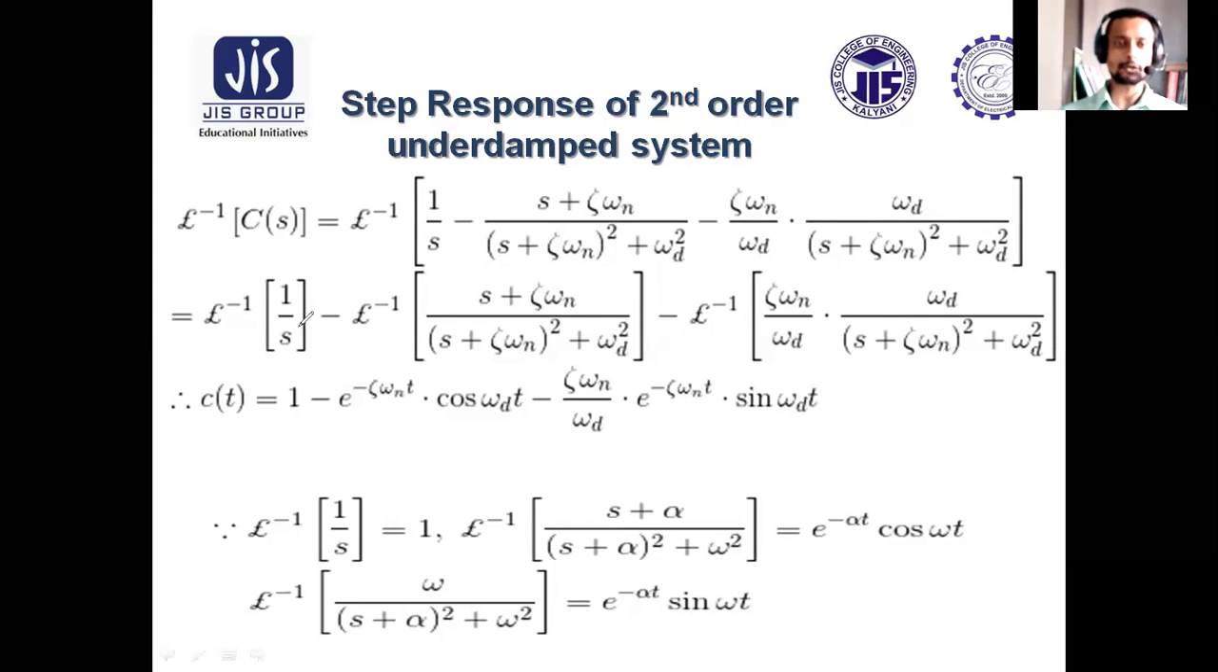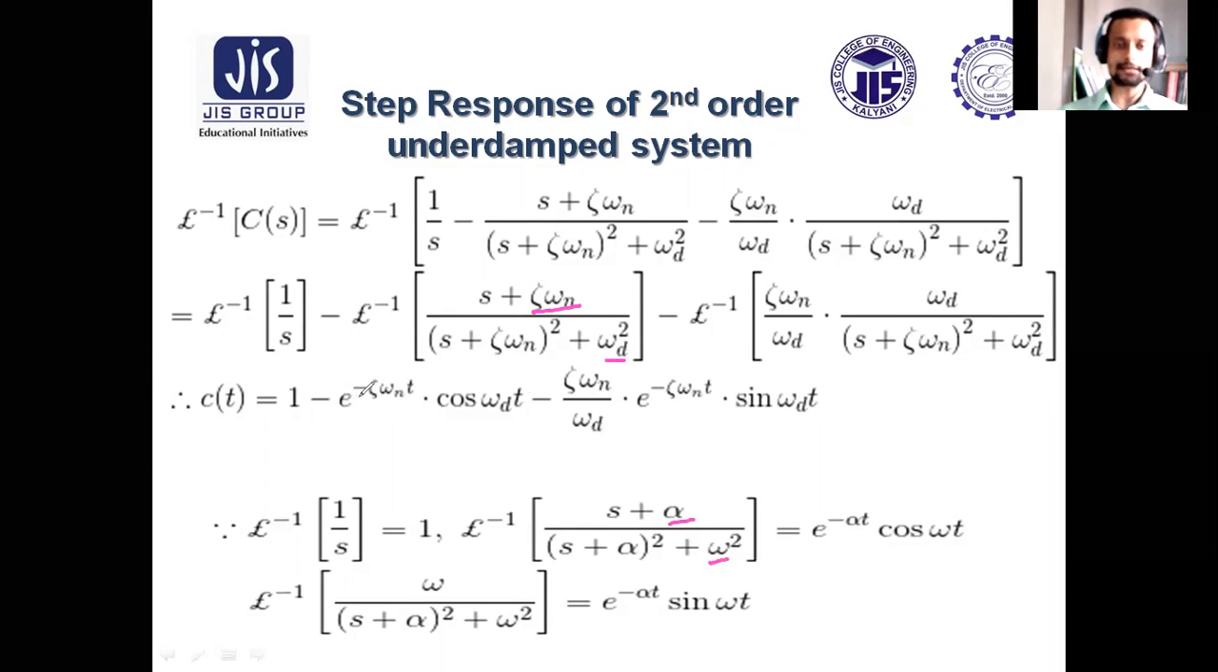Now inverse Laplace of 1 by s is 1. We know that (s plus alpha) by (s plus alpha) whole square plus omega square has inverse Laplace transformation of e to the power minus alpha t cos omega t. Similarly, omega by (s plus alpha) whole square plus omega square has inverse Laplace transformation e to the power minus alpha t sin omega t. So based on these formulas, we can write here, this is a or alpha, and this is b or omega.